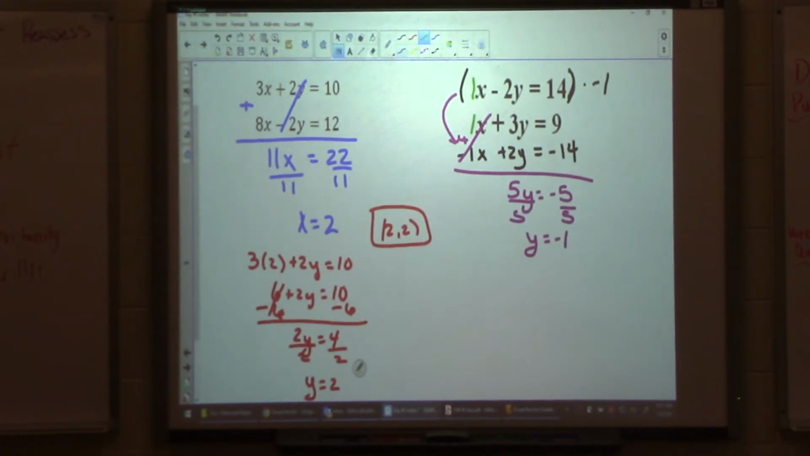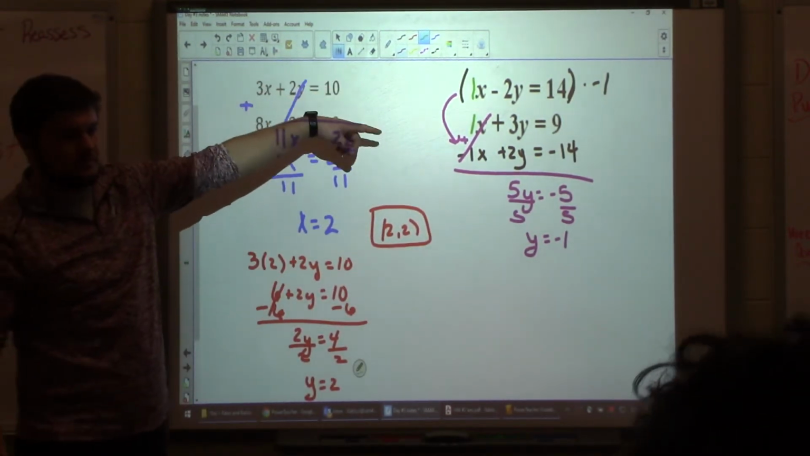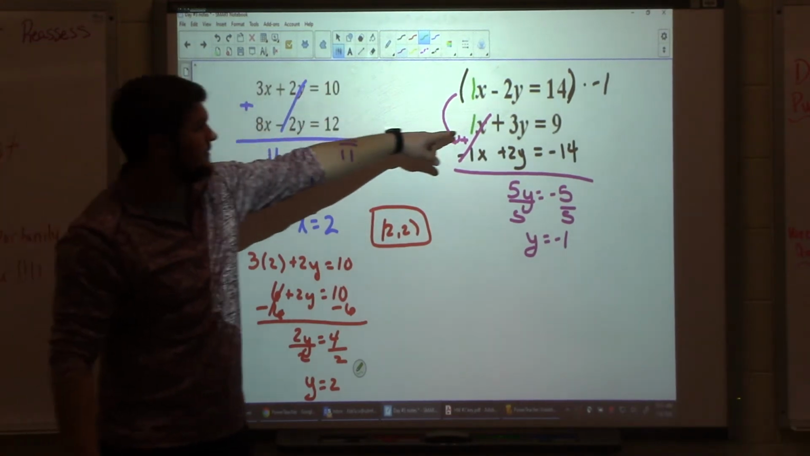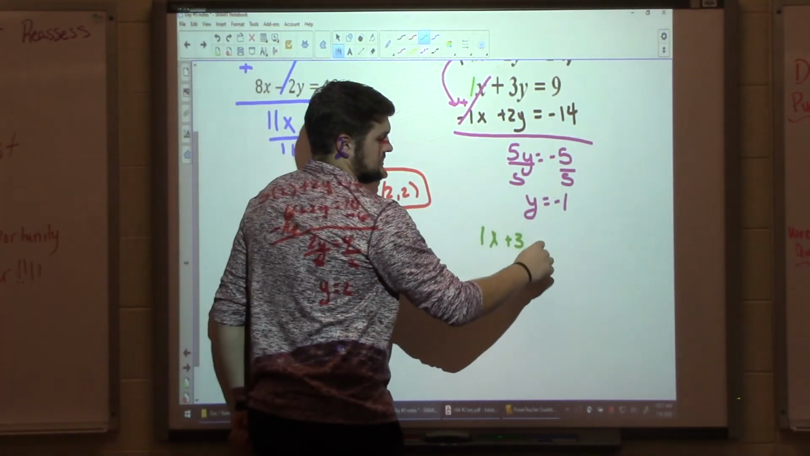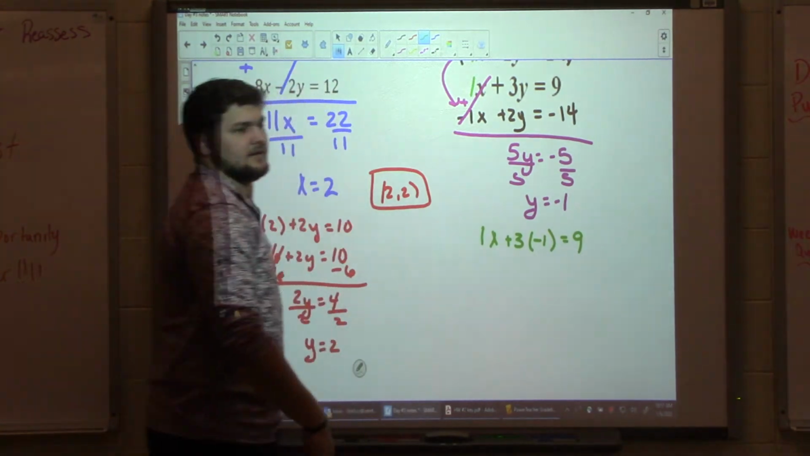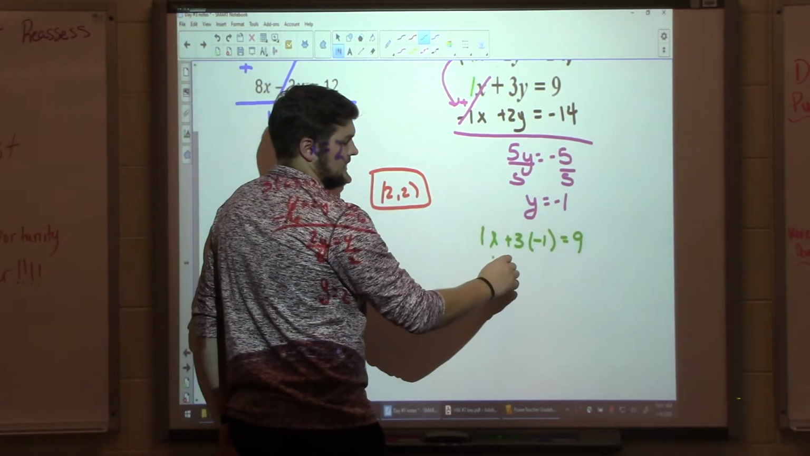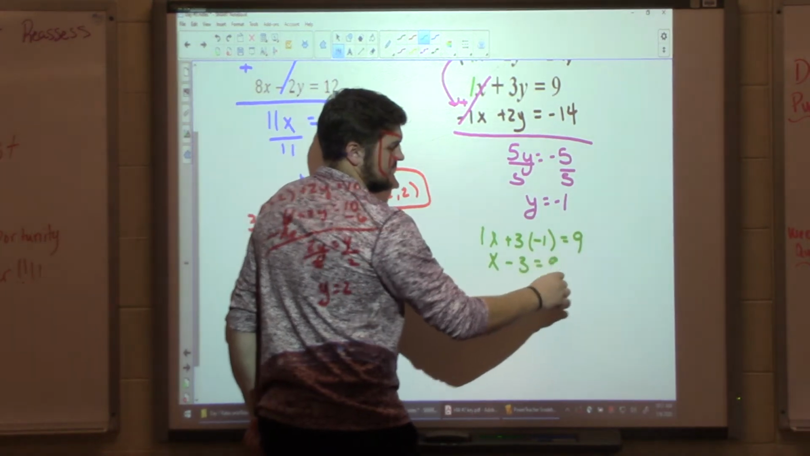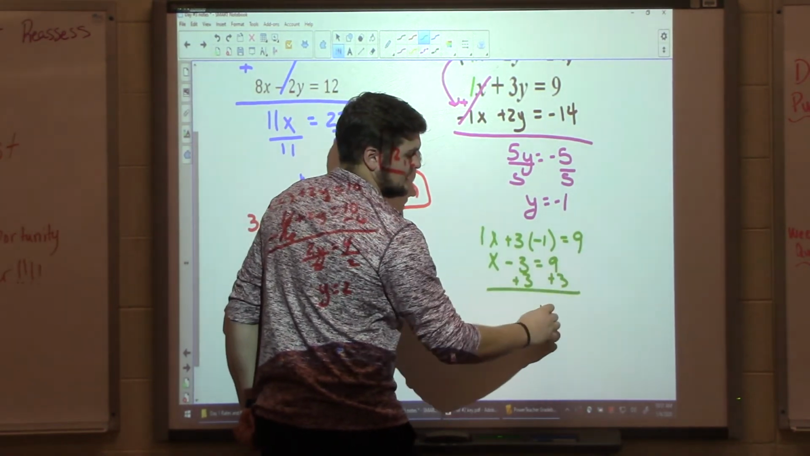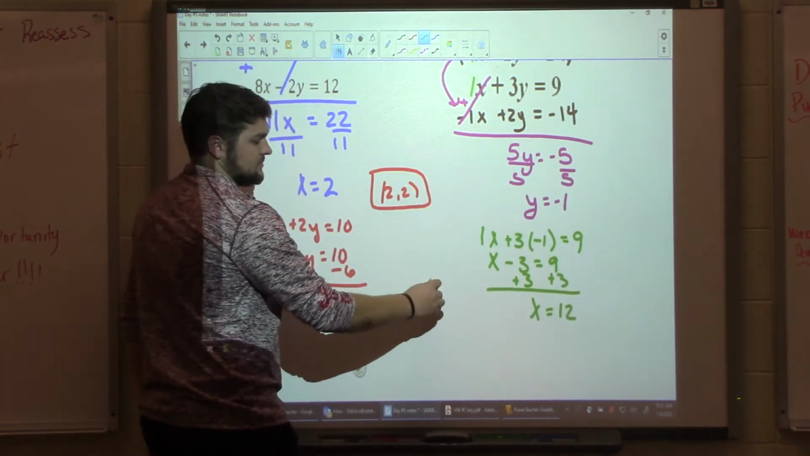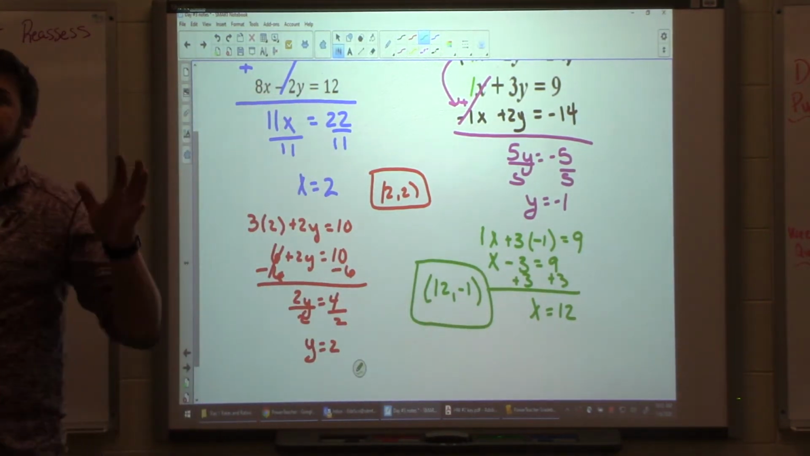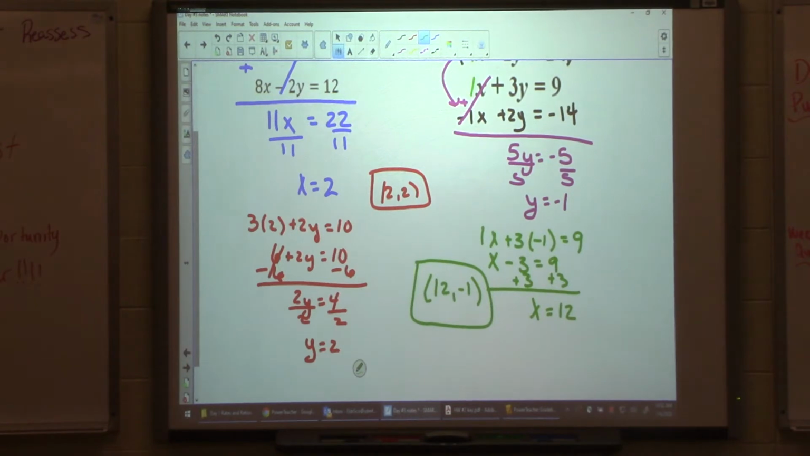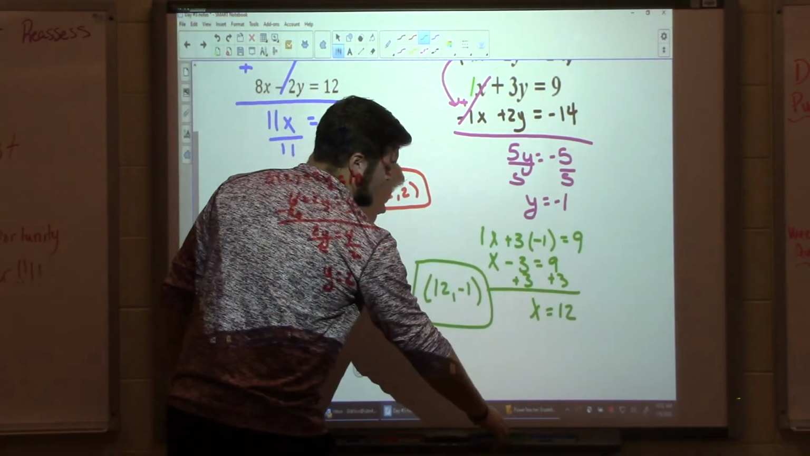Plug it into x and plug it into... which one? Which one do you want to plug it into? The bottom one. Yeah. Okay, plug y into one of your two equations. We're going to use the bottom one. 1x plus 3 times -1 equals 9. What's 3 times -1? -3. So then just add 3 to both sides. X equals 12, which means 12 comma -1. Hey guys, if you have trouble remembering which one comes first in the ordered pair, think about the alphabet, right? X comes before Y. Okay? 12 comma -1. Alright.